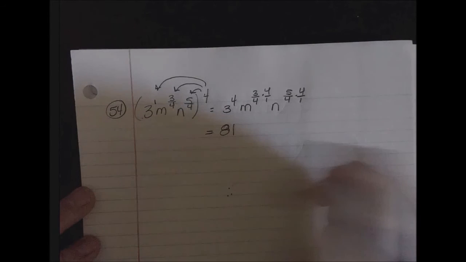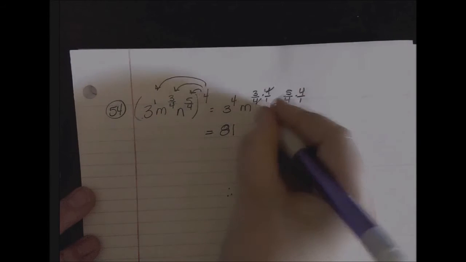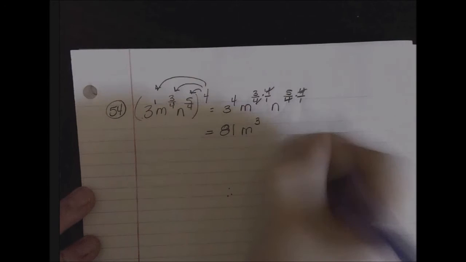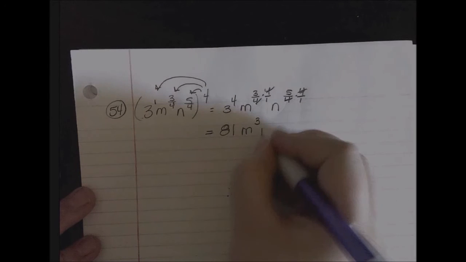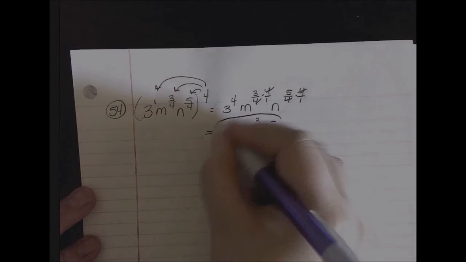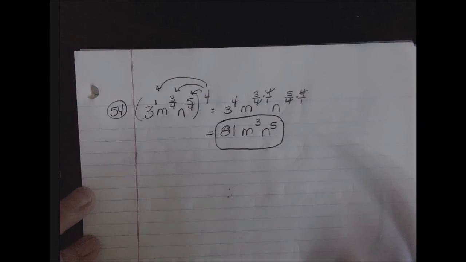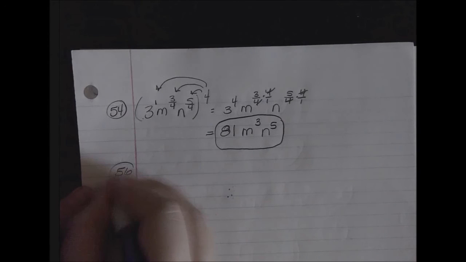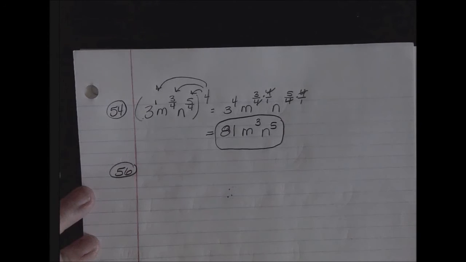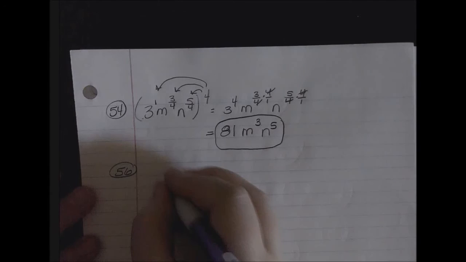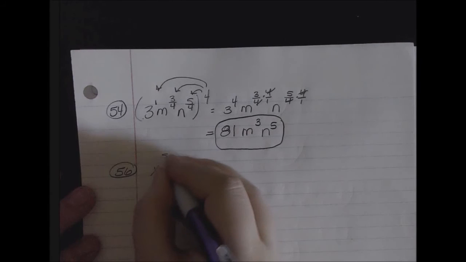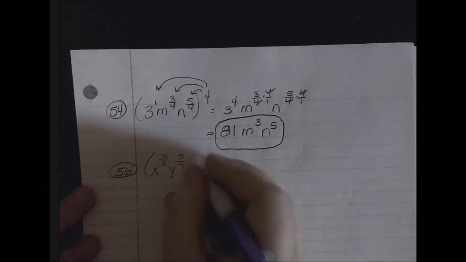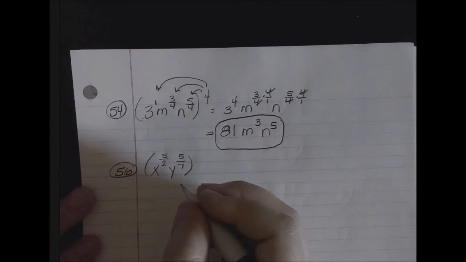And then those 4's will cancel, leaving me with an m to the 3rd. And those n's will cancel, or those 4's will cancel, leaving you with an n to the 5. Number 56: x to the 5 over 2, y to the 5 over 7, all raised to the 2 over 5.